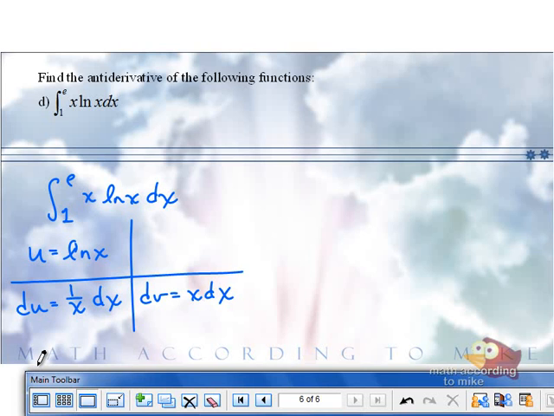And how about that last little box? v equals? No. Remember, you're integrating here, so you have to use your power rule, 1/2 x squared. We ignore the bounds until the very, very end. Okay? So from here, we're going to do our uv. So natural log of x times 1/2 x squared minus the integral of v du.